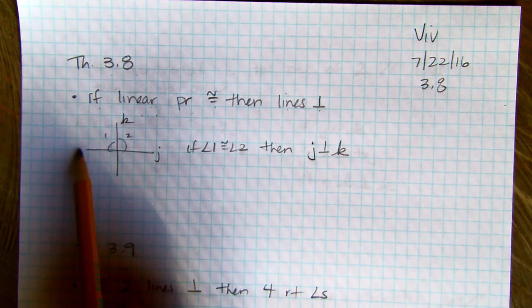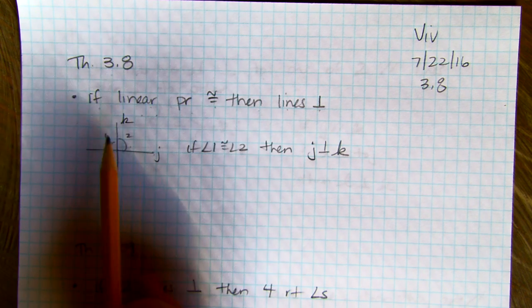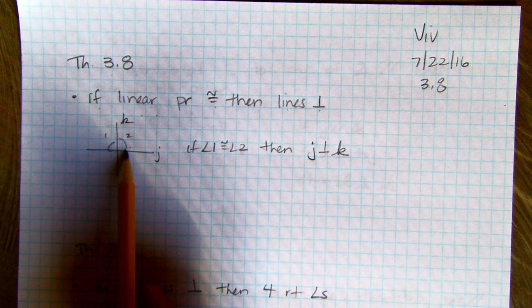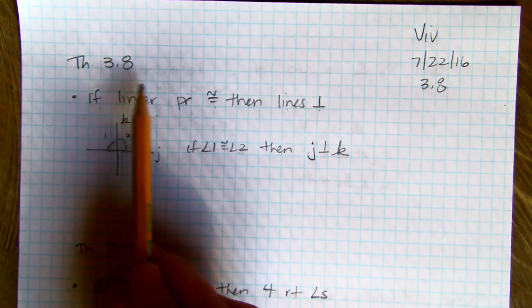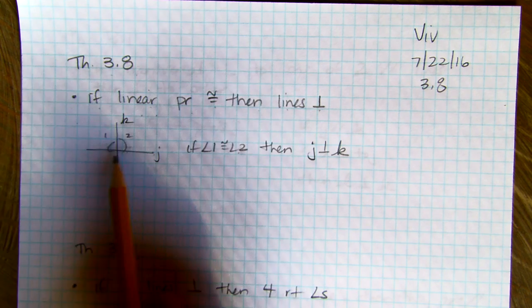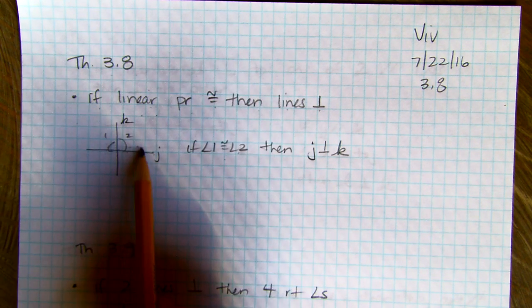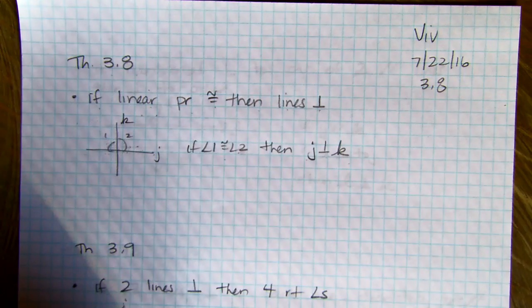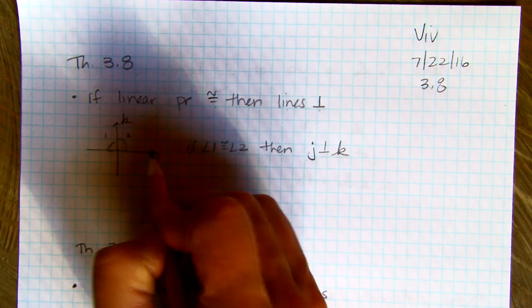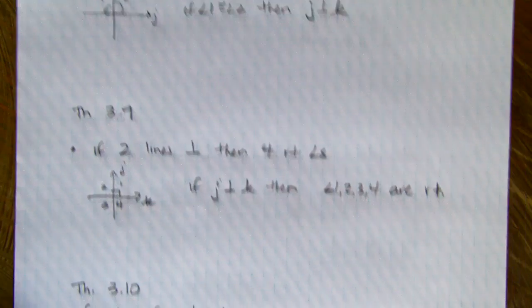And remember what a linear pair is. It's a pair of angles that are adjacent that form a line. Well, if angle 1 is congruent to angle 2, the only way they can happen is if a linear pair adds up to 180, and if these two angles are congruent, the only way that can happen is that each is 90, therefore J must be perpendicular to K. That's why it's a theorem, because you could go through that entire proof.